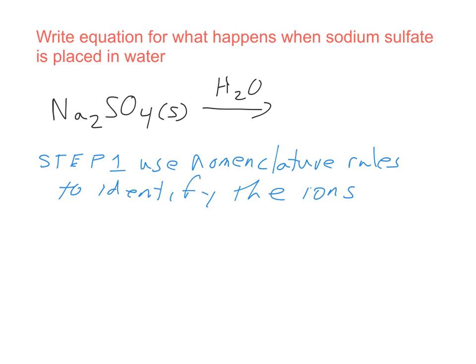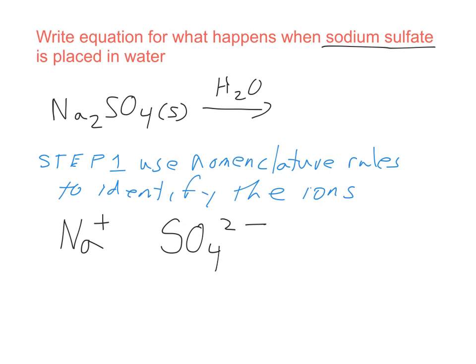So step one, you're going to use your nomenclature rules to identify the ions. You know that this compound is sodium sulfate. That means it's made of two ions, the sodium ion and the sulfate ion. The sodium ion, you know from your periodic table, sodium's in group 1A, so it forms an ion of +1. Sulfate, you've memorized, is SO4 2 negative.